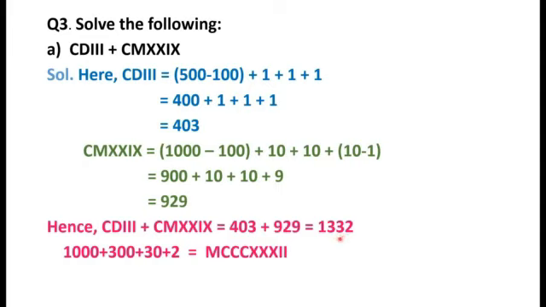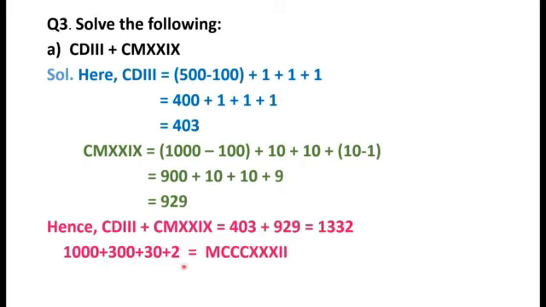1332. Okay, so again, now we have to convert this into Roman numerals because our question is asked in Roman numerals. So we will expand this. We can expand it as 1000 plus 300 plus 30 plus 2. Okay. So what are the letters for 1000, 300, then 30 and 2. For 1000 we have M.